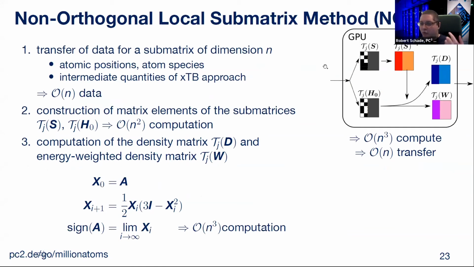Then the actual computationally intensive operation on the GPU is the computation of the density matrix, and the energy-weighted density matrix, which we additionally need for the forces later. This is again done with an iterative scheme, so that we can take advantage of the tensor cores in NVIDIA GPUs.